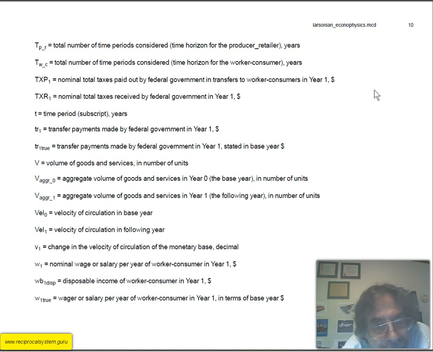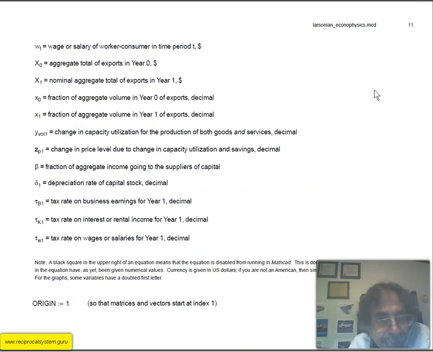in dollars. W sub 1 true equals, well, that should be wage. Okay, wage or salary per year of the worker consumer in year 1, in terms of base year dollars. To get this all finished here. W sub T equals wage or salary of the worker consumer in time period T, in dollars.